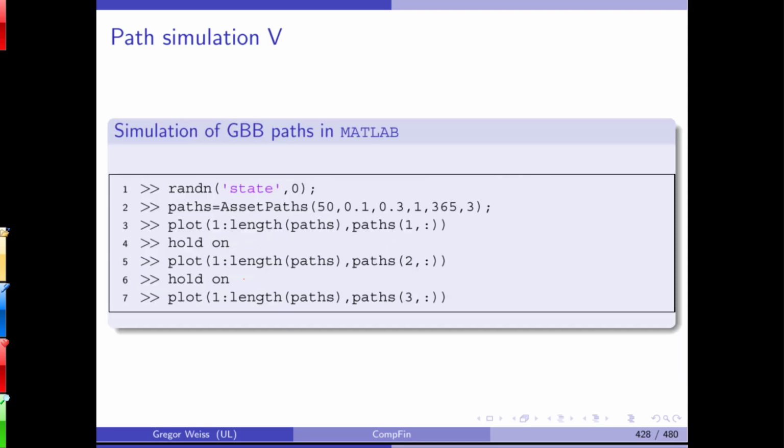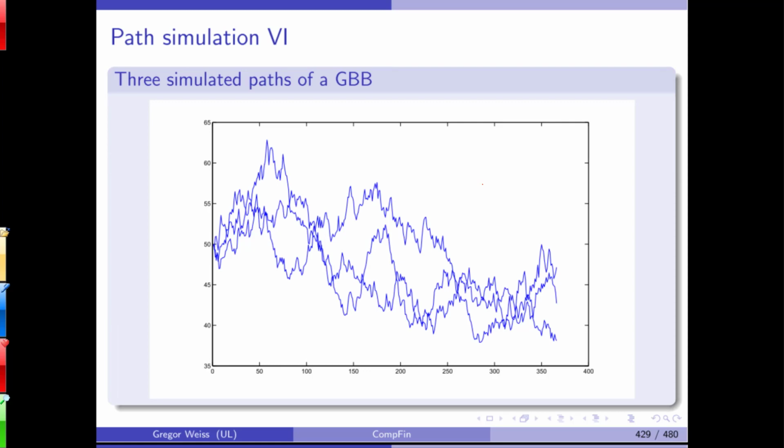So let's do this here. We simulate 3 paths with 365 steps, and you get this. We all start at 50, and we now have 3 simulated paths from this particular geometric Brownian motion. And as you can see, this looks pretty much like a stock price. We've already seen some alternatives. You can also include a jump diffusion component, and you can use more complicated stochastic processes. But even with the geometric Brownian motion, this looks okay. At least it looks random.